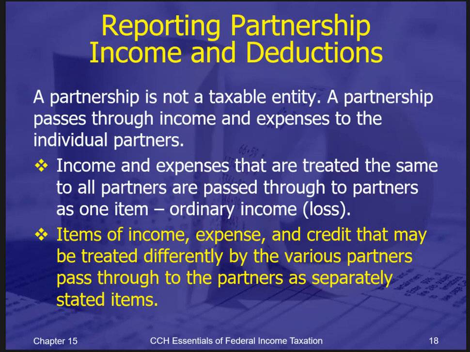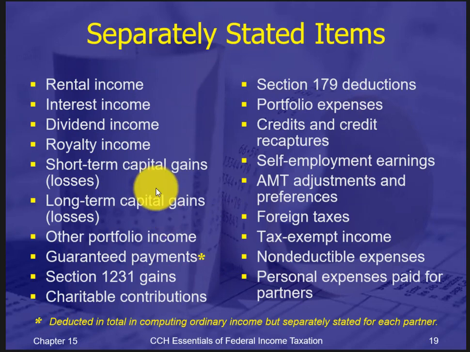Now, other items of expense and credit may be treated differently by the various partners. So each partner needs to have, remember, each partner gets a percentage of the total. And those special items need to be separately stated. Here's some things, and these look somewhat familiar. We have dealt with these ideas before, most of them.